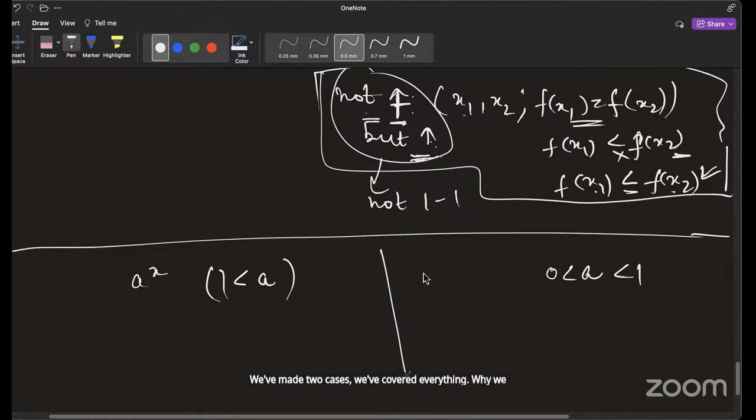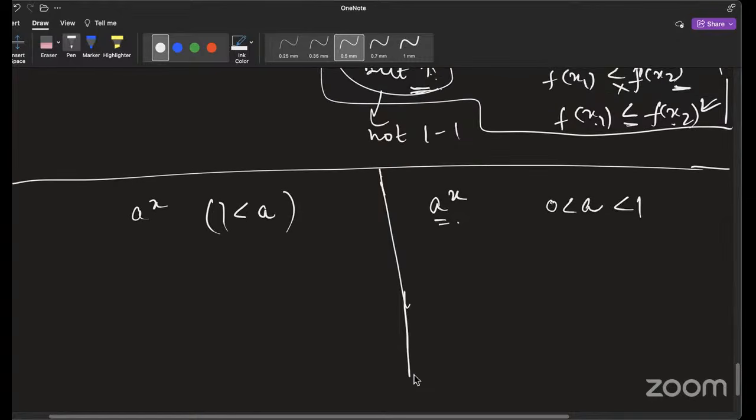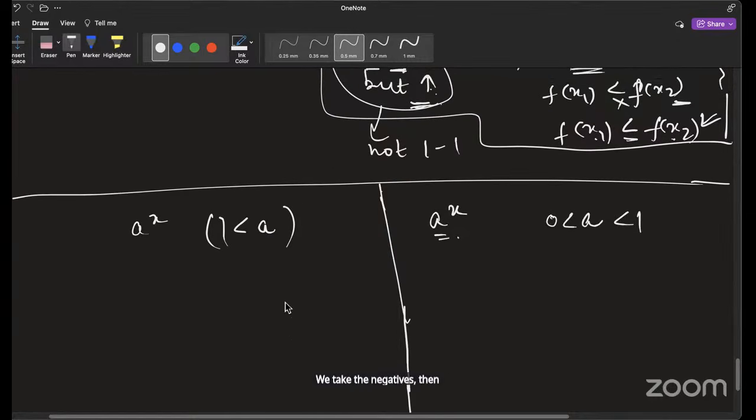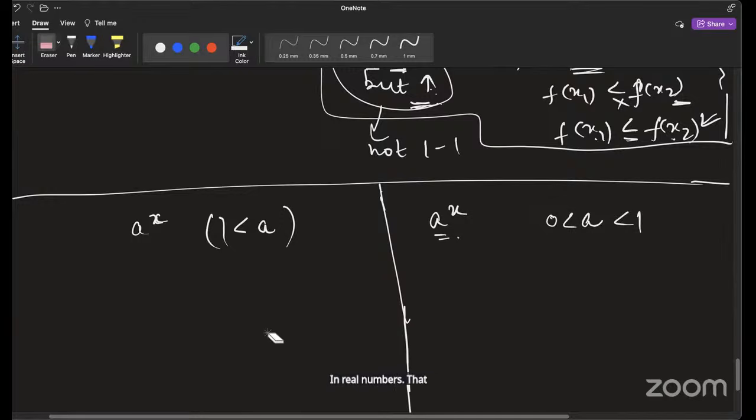Why are we not covering the negatives? Can anyone mention the reason why we're not taking a to be negative or 0 or 1? We're avoiding these numbers, right? If we take the negatives, then our function will fluctuate. If you take a as -1, say, or -2, and then take it to the power half, this is not possible because you can't take the square root of -2 in real numbers. That's why we're not taking negatives here.